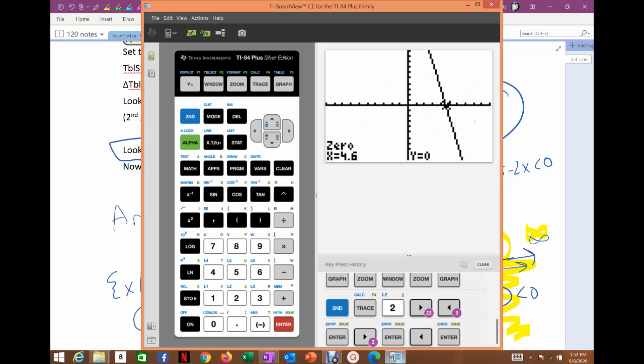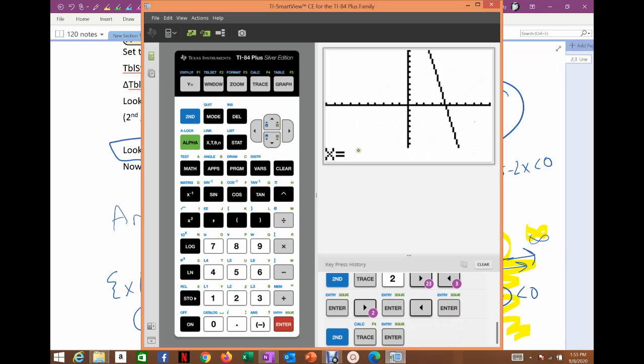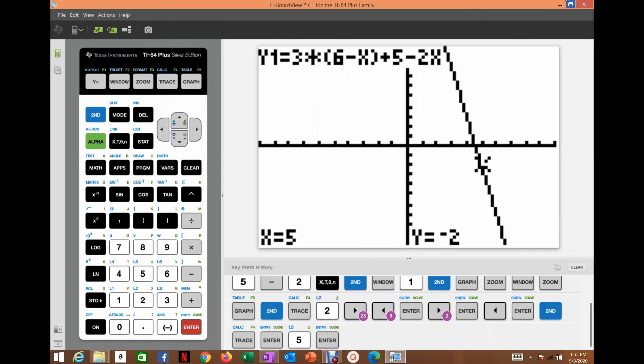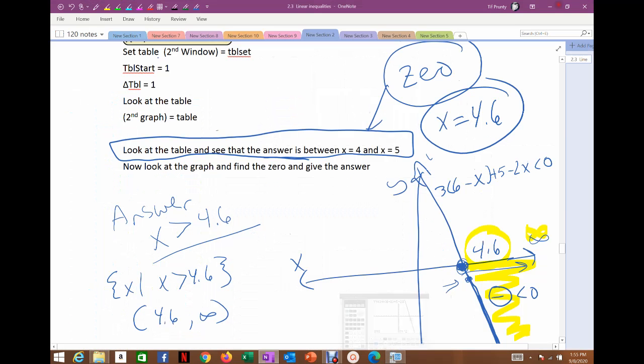And actually, you can use your graph to do that. You can hit second trace value, select value. Then at the bottom of the screen it says, well, what value? Well, plug in 5. Plug in 5, it gives me the y value -2, so the answer does come out -2. So I've checked and it is correct. So that's just another example of how you can do it graphically. There we go.